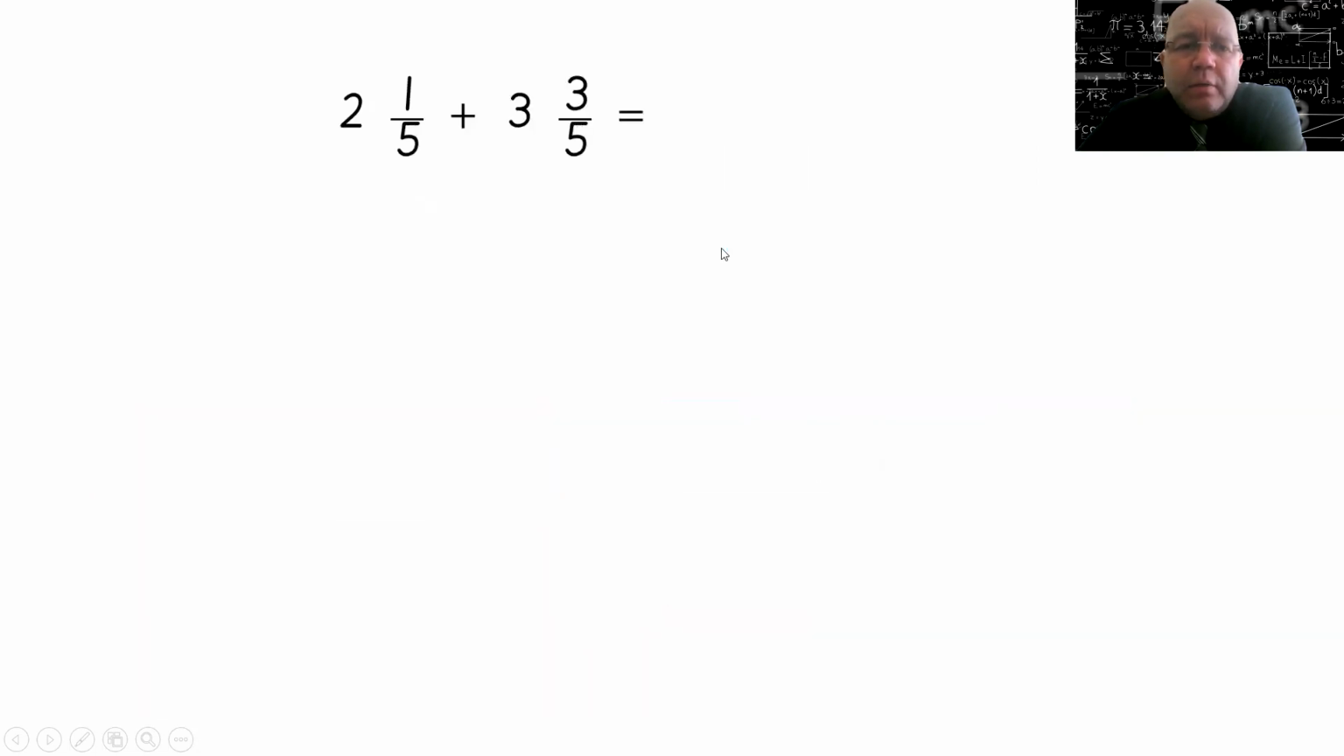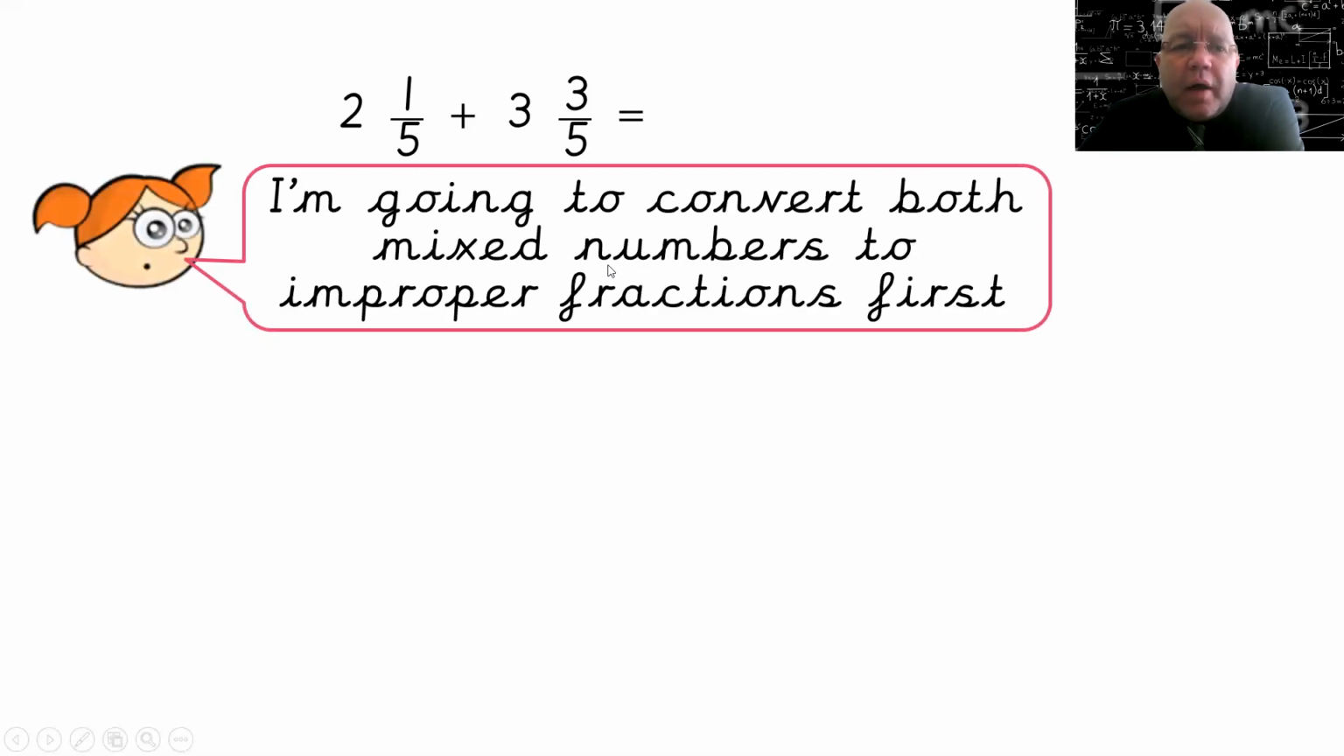Okay. Right. Let's have a look at an addition. We've got 2 1/5 plus 3 3/5. Now, our first method is going to be to convert both these mixed numbers to improper fractions. Now, I'm going to show you 2 methods, and ultimately you're going to choose which you prefer. I certainly know which I prefer, but that's going to be down to you. So I'm going to show you 2 methods, watch both carefully, and then see which you're happier with. Okay, so our first one is going to convert both mixed numbers to improper fractions.